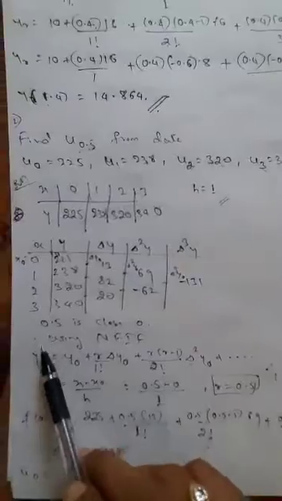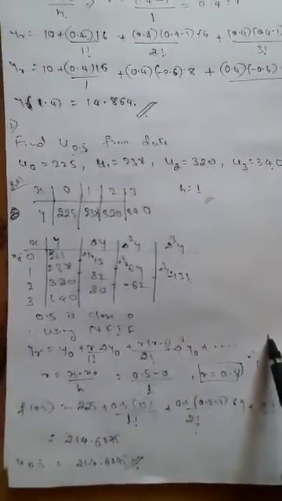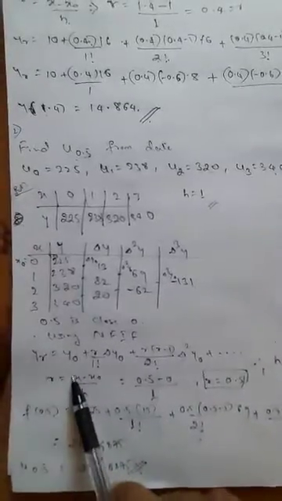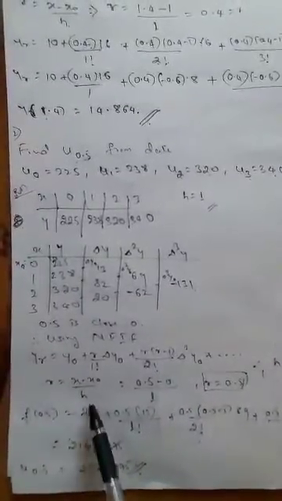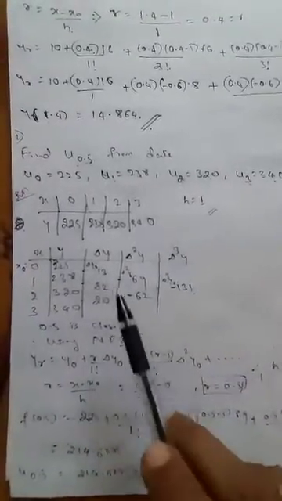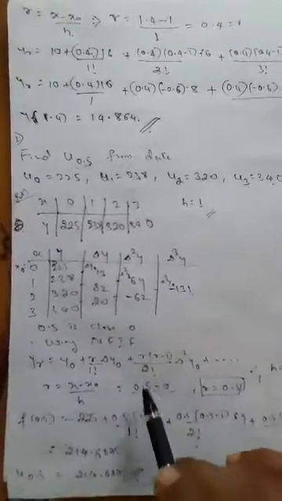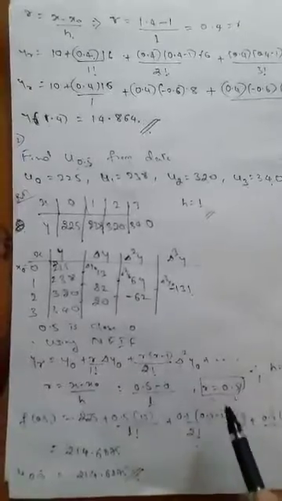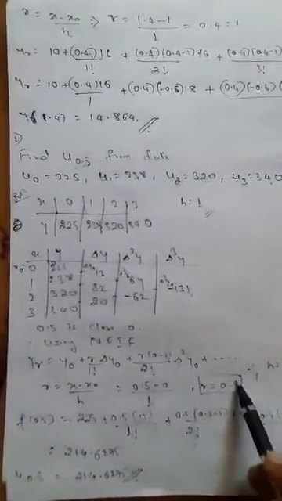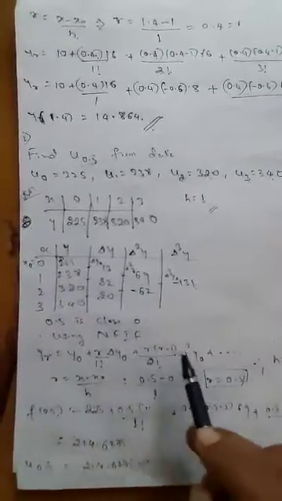What is that formula? y_r is equal to y naught plus r delta y naught by 1 factorial plus r(r minus 1) by 2 factorial into delta square y naught, and so on. Here r is equal to (x minus x naught) divided by h. The x value is 0.5, x naught is 0, and h is 1. So 0.5 minus 0 divided by 1, so r is equal to 0.5. This r value we are applying in the Newton forward interpolation formula.